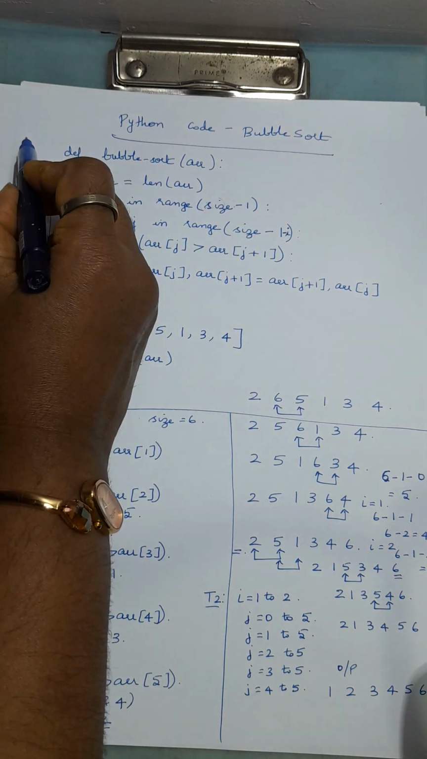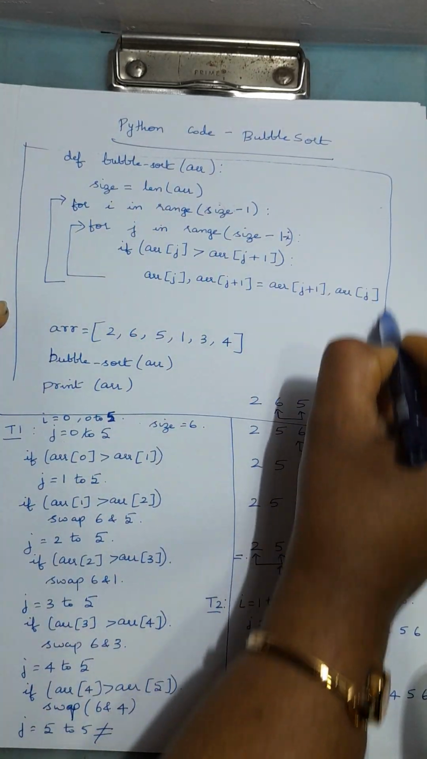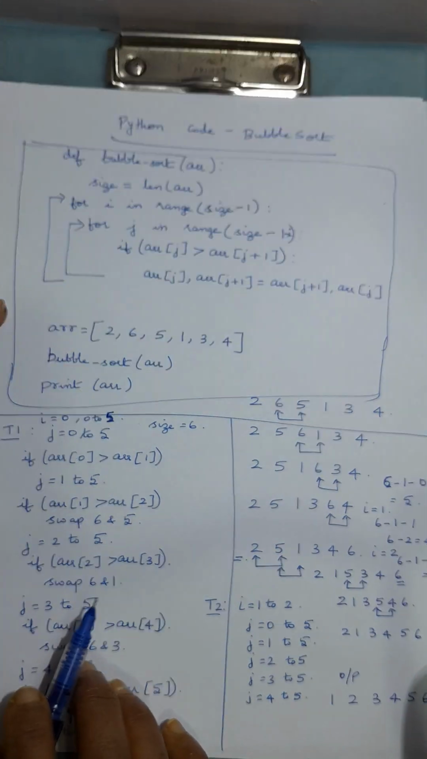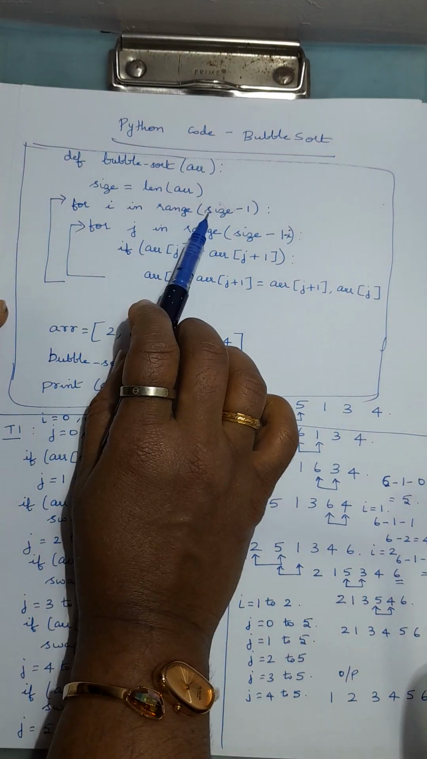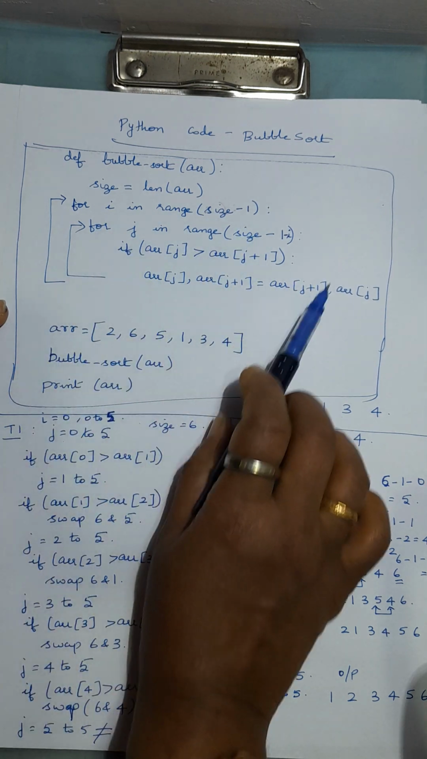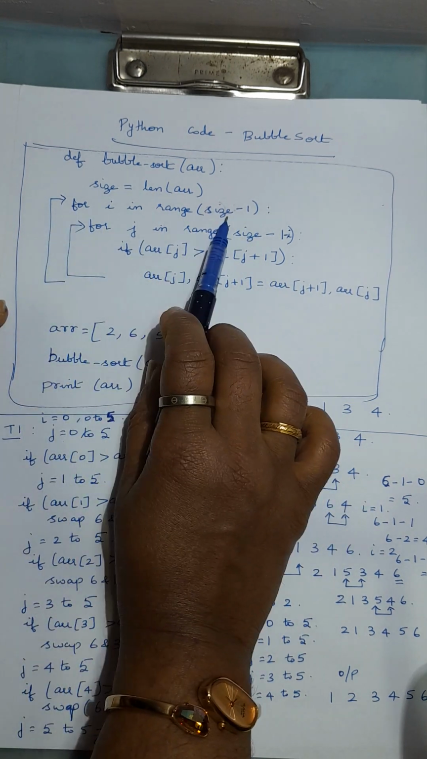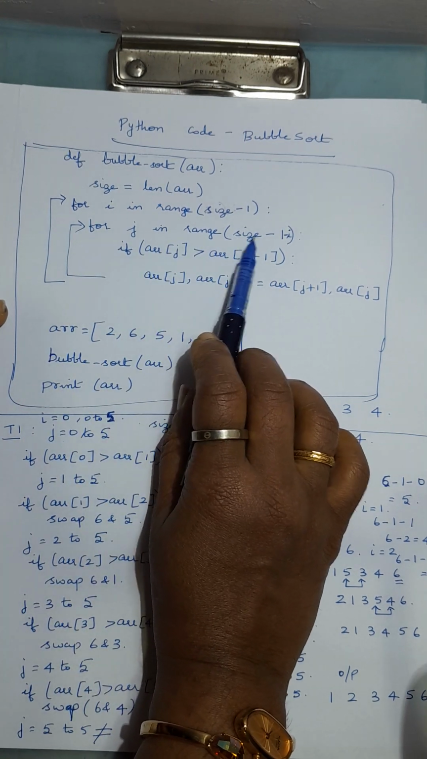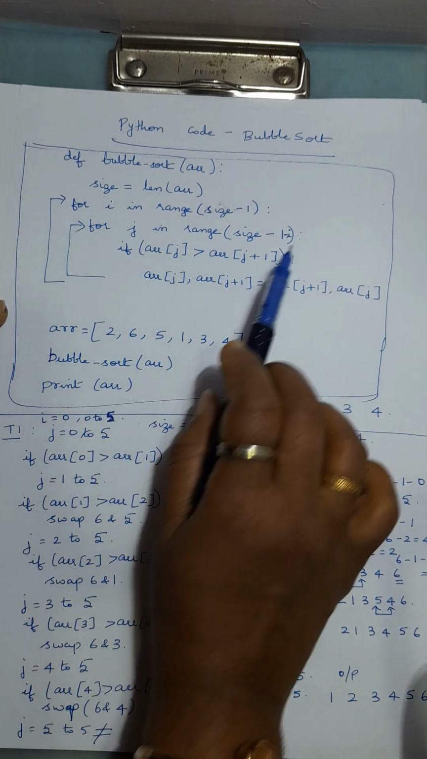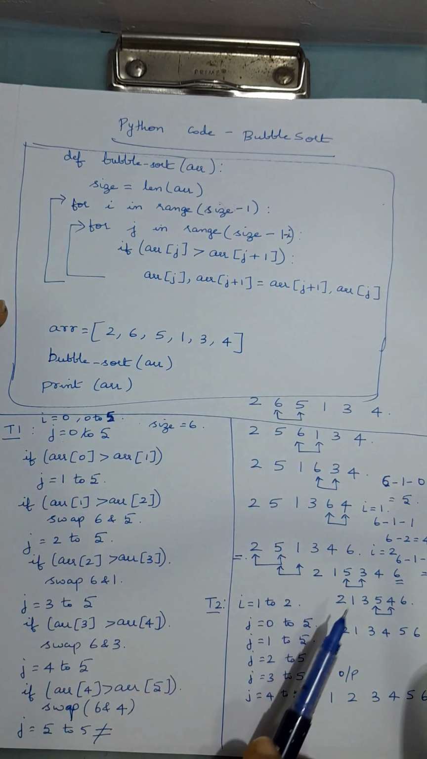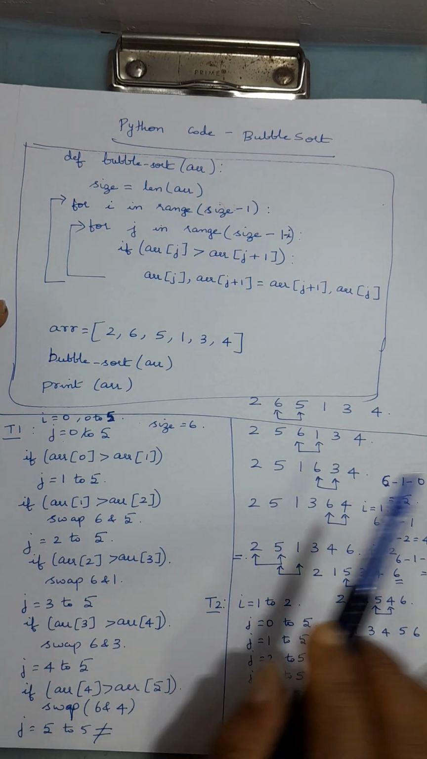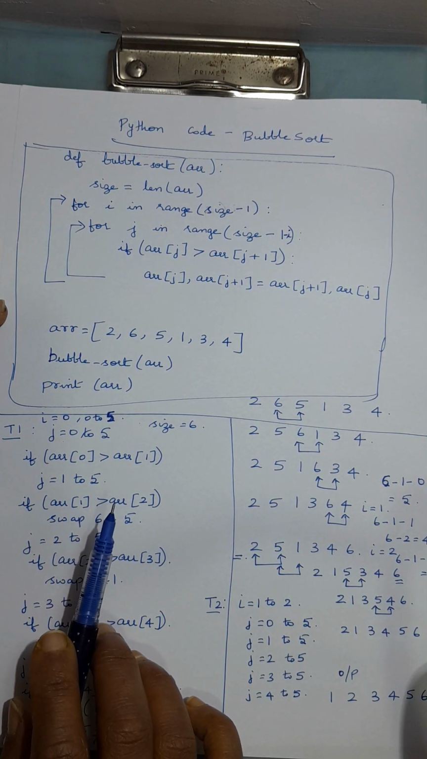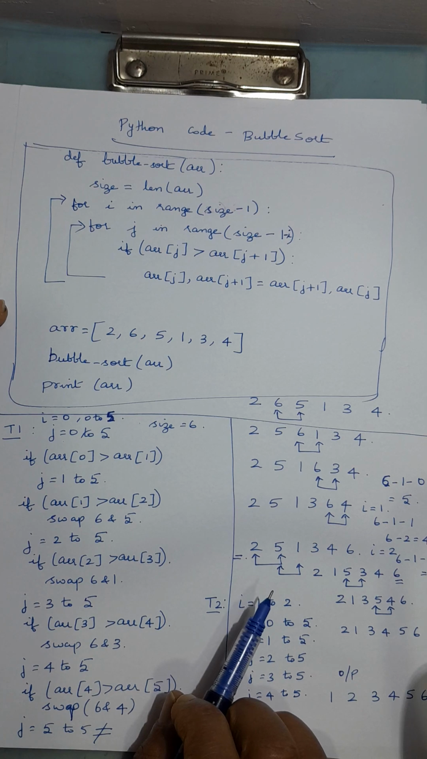This is the actual code for bubble sort. For I in range size minus 1. The number of times the innermost for loop will be executed is decided by the outermost for loop. Then the innermost for loop will be for j in range of size minus 1 minus I. So this minus I is very important, in order to avoid checking the already sorted numbers in the list. Okay, so I hope you understood the logic of bubble sort. Thank you.